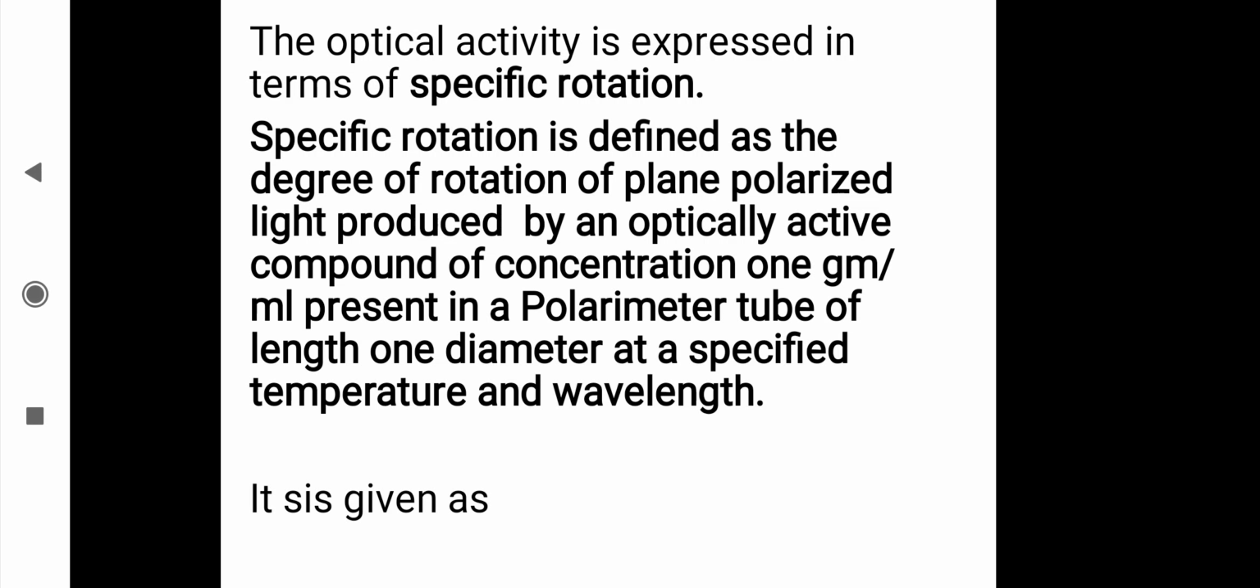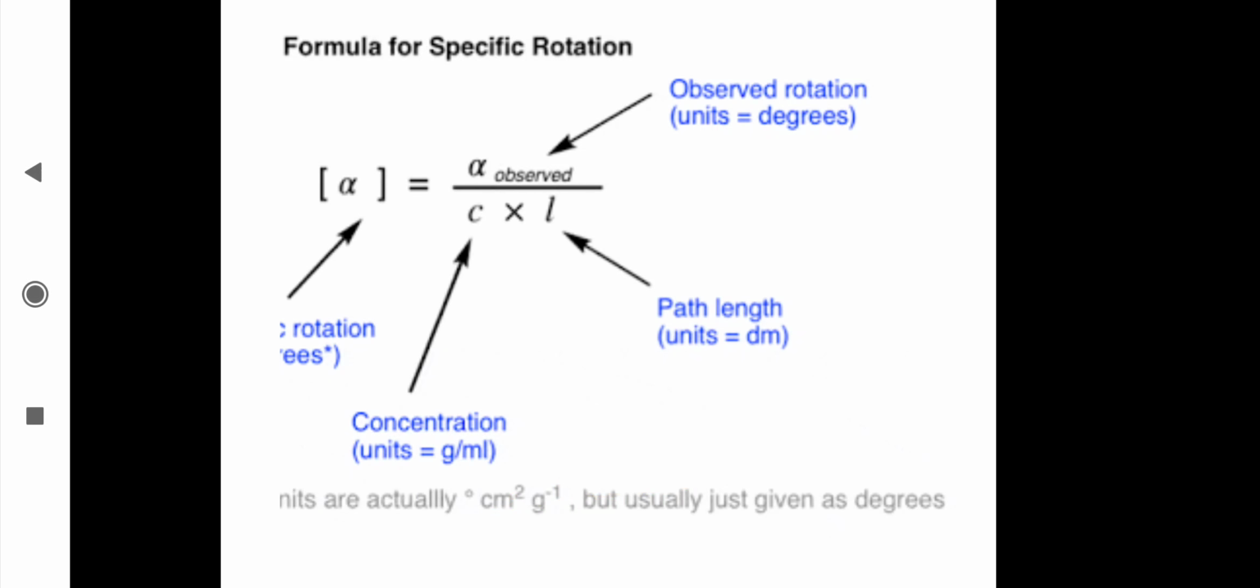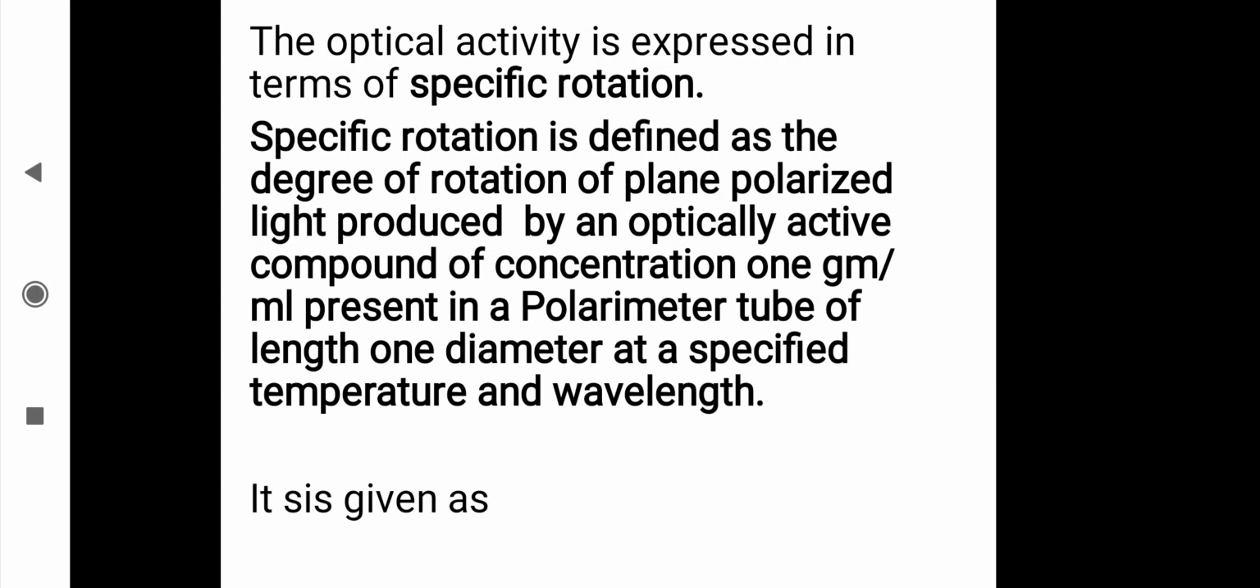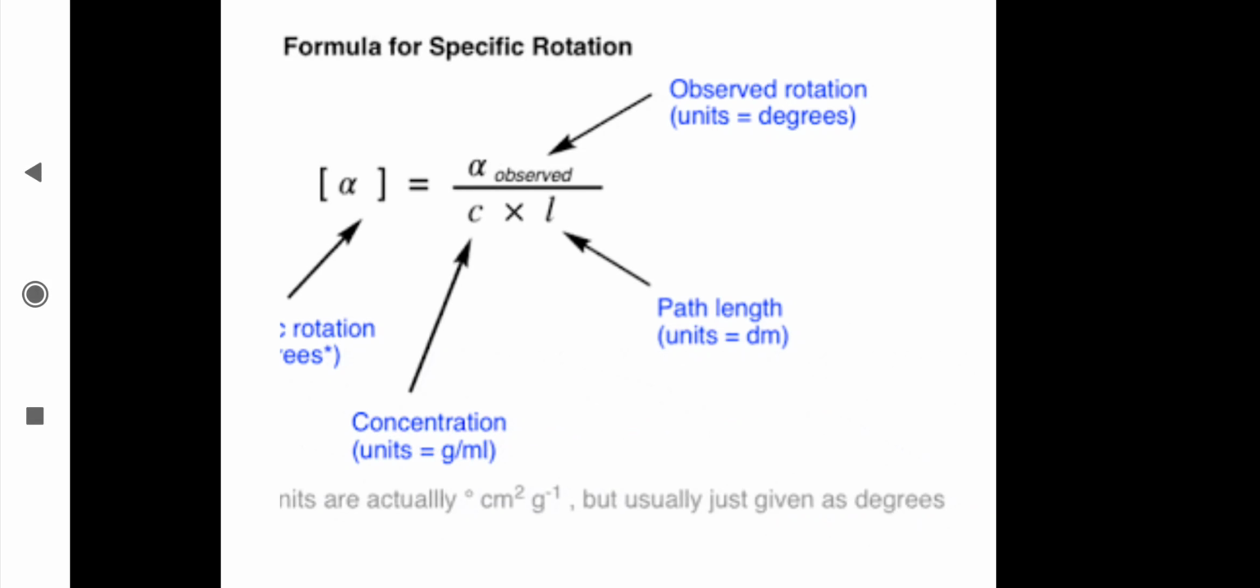So it is given as this. This is the formula for specific rotation. You can see alpha equals the observed rotation in degrees, and the specific rotation is given as alpha over C multiplied by L. The C is concentration in grams per ml, and L is the path length. As I told you, it should be 1 dm. The concentration, as you can see here, should be 1 gram per ml, and the length should be 1 dm. So this is the formula for specific rotation, as you can see.